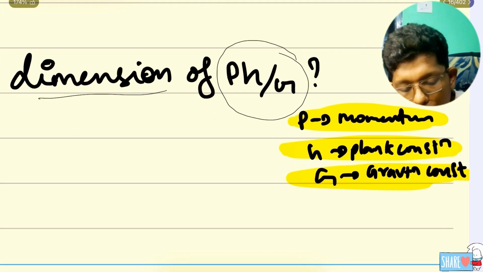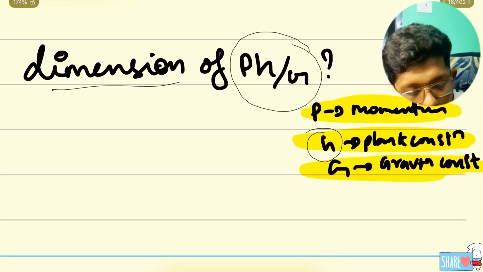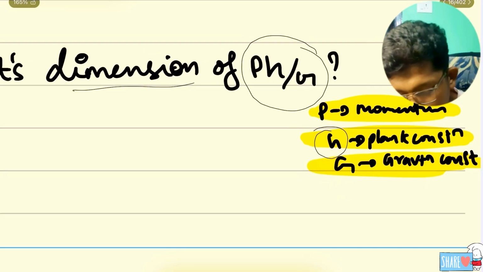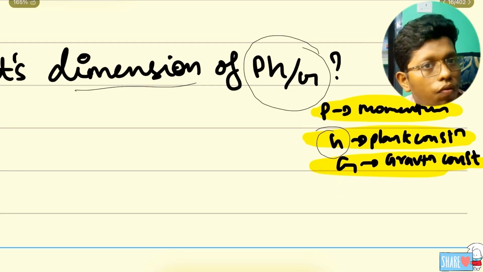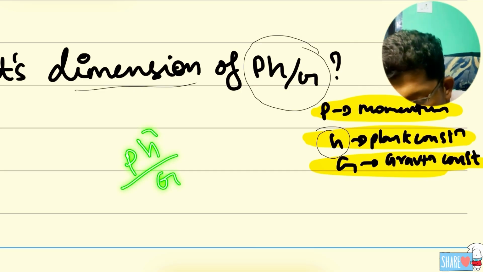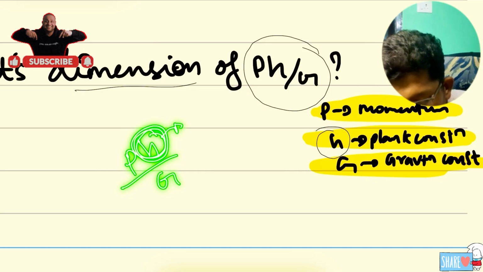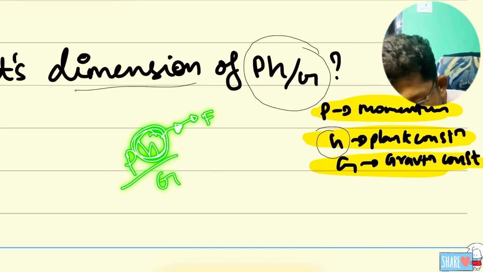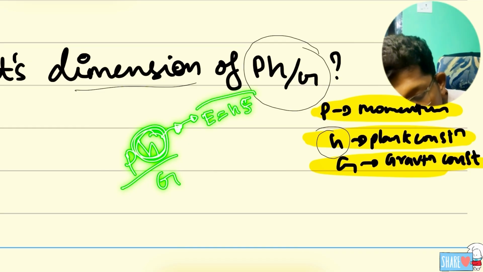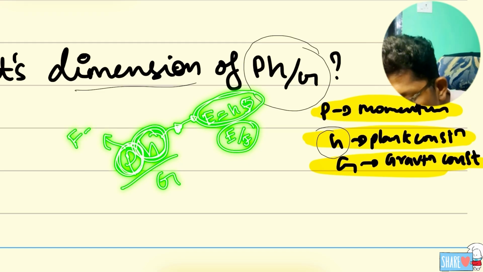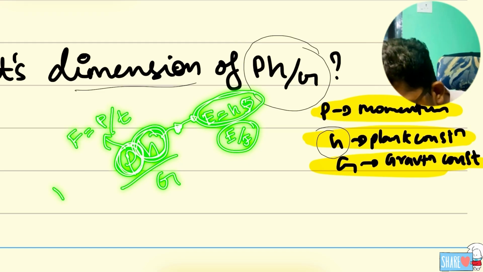Here P is momentum, h is Planck's constant, and G is the gravitational constant. First, think in a different way of approach. What is h? It is Planck's constant, so I can remember E is equal to h into frequency, that is, energy into time. For momentum, force is equal to P by t, so I can write P as force into t.